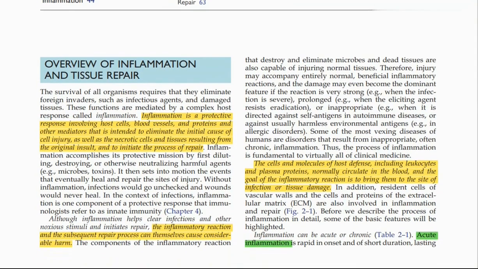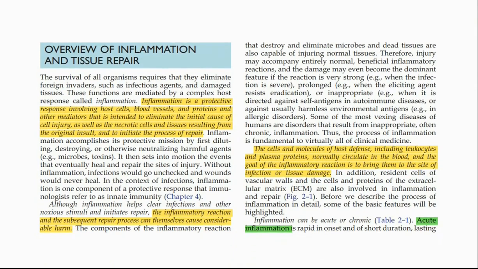However, it may be harmful in the cases of the autoimmune diseases or when the infectious agent is very strong or in the cases of the allergic reactions. Cells and molecules of the host defense, including the leukocytes and plasma proteins, circulate in the blood, and the goal of the inflammatory reaction is to bring them to the site of the infection or tissue damage.